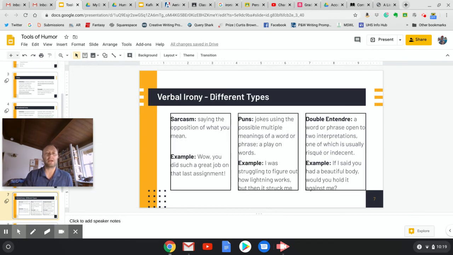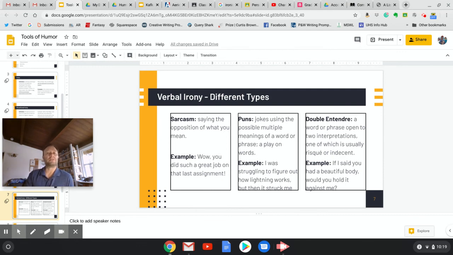Sarcasm. So actually, within verbal irony, there are different types of verbal irony. So like sarcasm, I just said, was saying the opposite of what you mean. Then you've got puns. Puns are when you make jokes based on the multiple possible meanings of an individual word or phrase. Like, I was struggling to figure out how lightning works, but then it struck me, right? So that word struck there is being used in two different ways at once. So that's what makes it quote unquote funny. Yes, puns aren't haha, but you know what I mean.